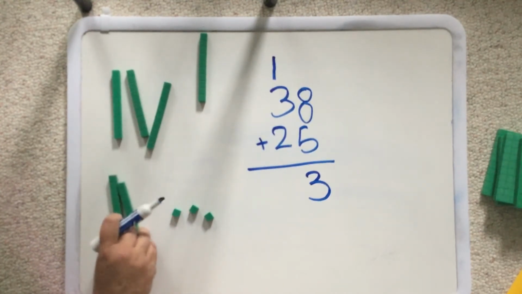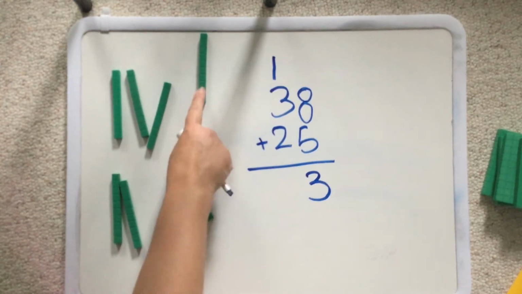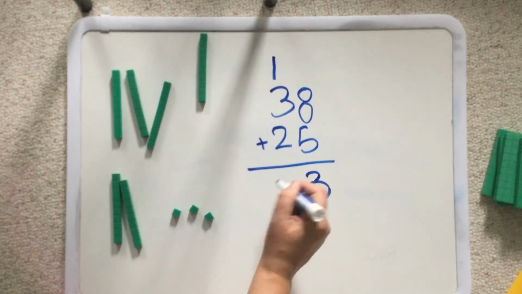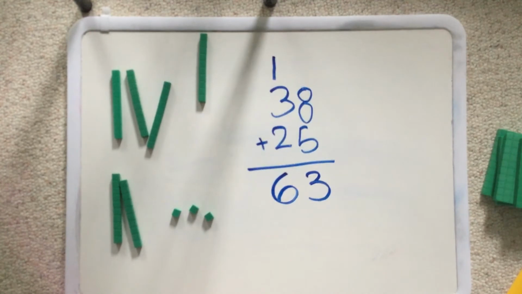because now I have one group of 10, the 3 10s from 38, and the 2 10s from 25. I have 1, 2, 3, 4, 5, 6 10s, or 60. So when I add my 10s, 38 plus 25 equals 63.